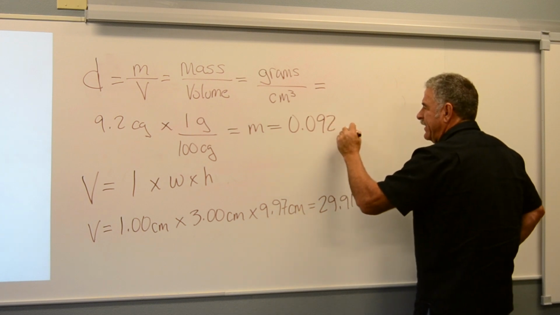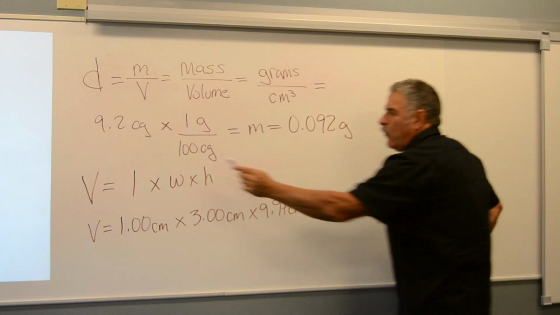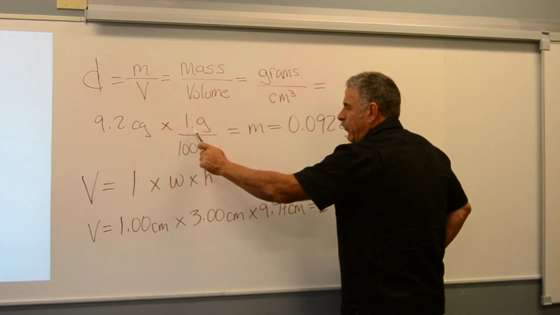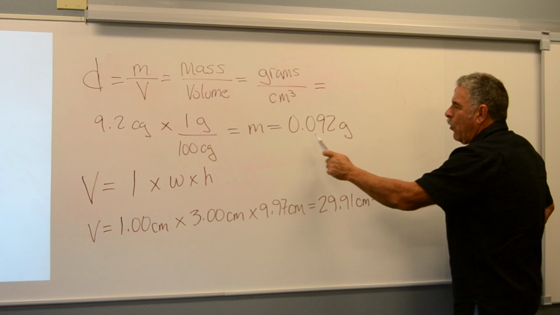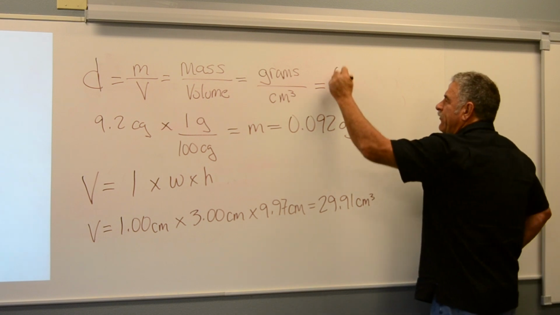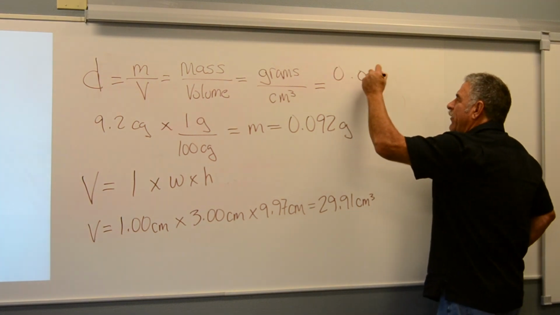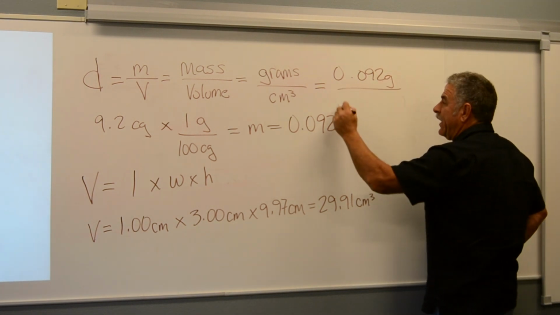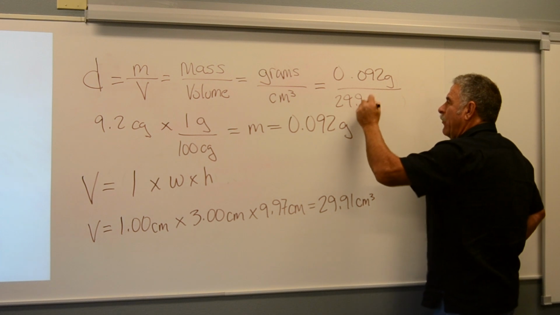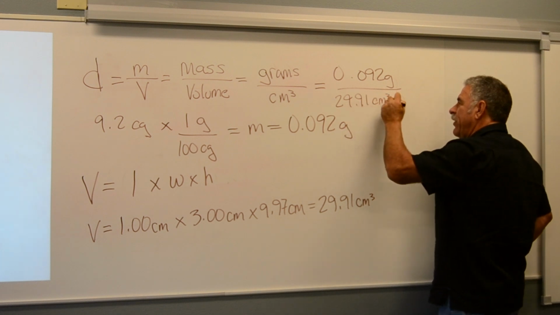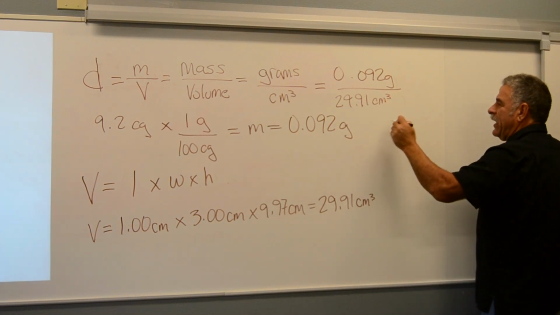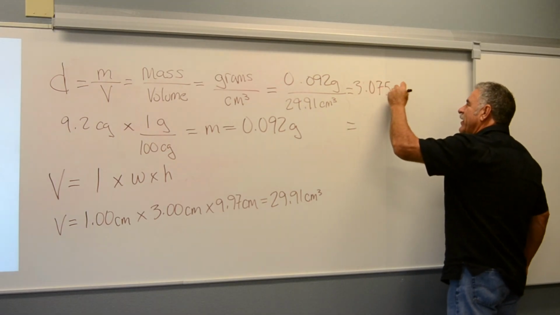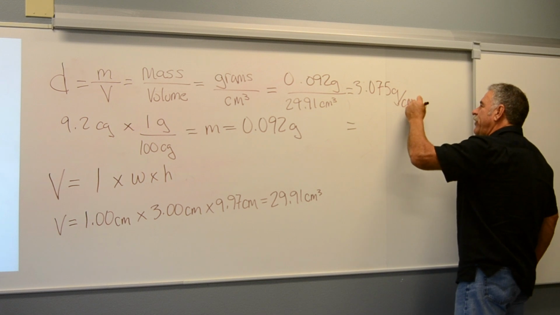Hopefully some of you went ahead and did that. So when you convert from 9.2 centigrams to grams, you end up with 0.092 grams. So 0.092 grams divided by 29.91 centimeters cubed equals 3.075 grams per centimeters cubed.